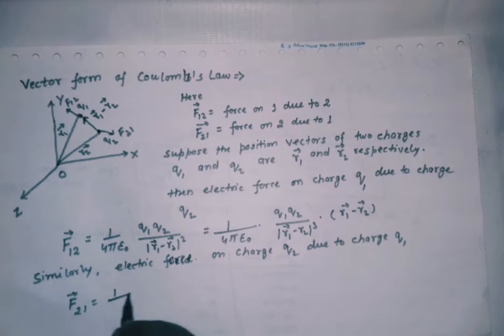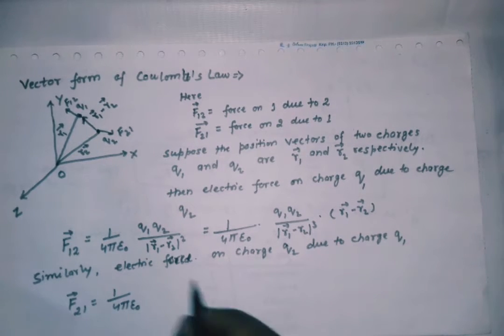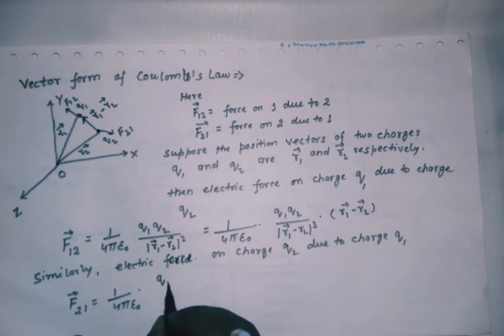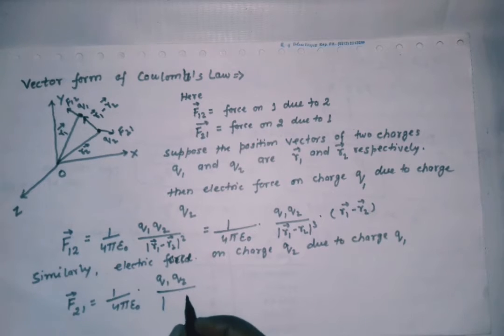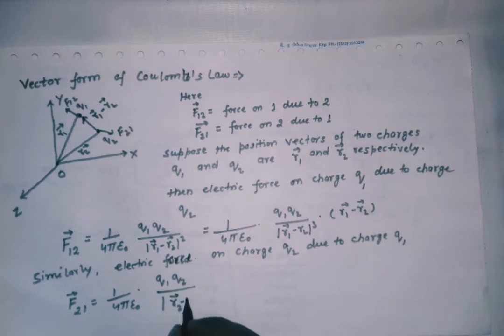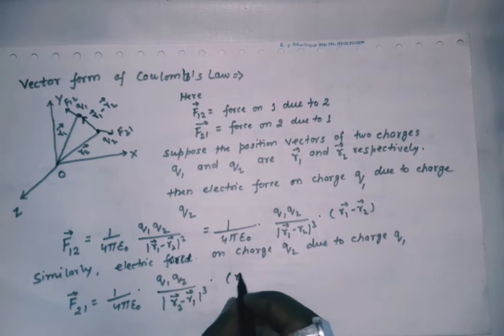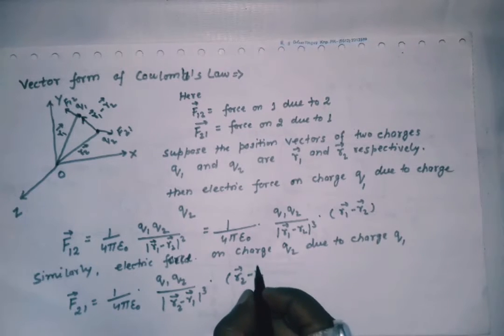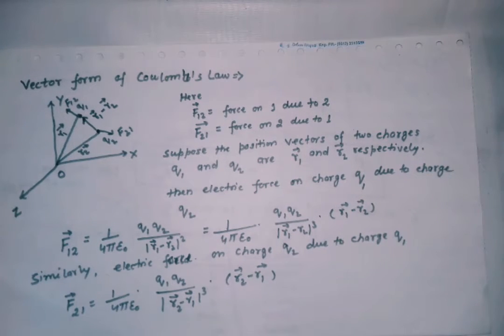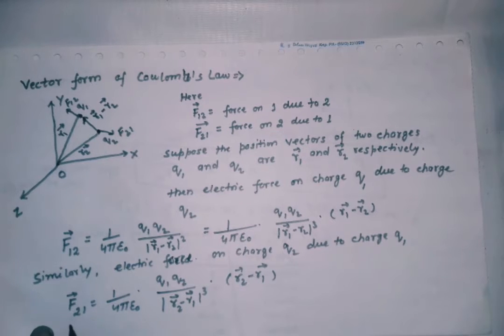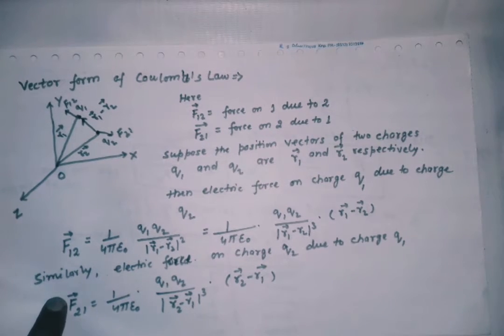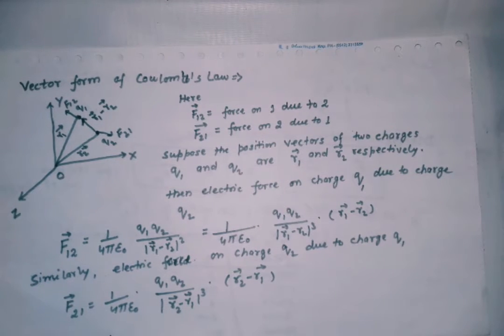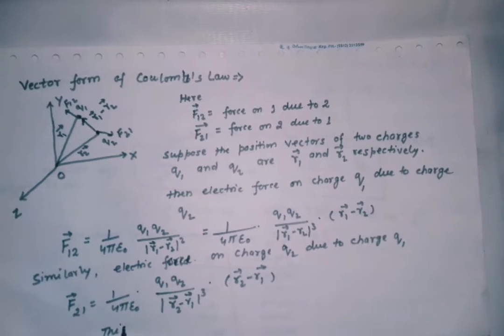So F21 is equal to 1/4πε0 Q1 Q2 divided by, this will become (r2 minus r1) cube, into (r2 minus r1). So these two forces are the vector form of Coulomb's law. So this is the vector form of Coulomb's law.